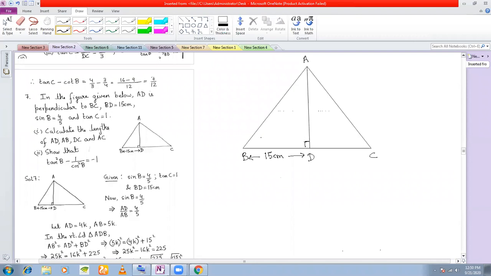And the question here is, in the figure given below, AD is perpendicular to BC. Fine. AD is perpendicular to BC. It is given here, marked in the diagram also. BD is equal to 15 centimeters. So that is also marked in the diagram. Sine B is given to be 4 by 5, sine of this angle B. When we are talking about this angle, we are considering this right angle triangle, ABD. So sine B is given to be 4 by 5. Also tan C, this is my C. So when you're talking about C, we are talking about this right angle triangle.